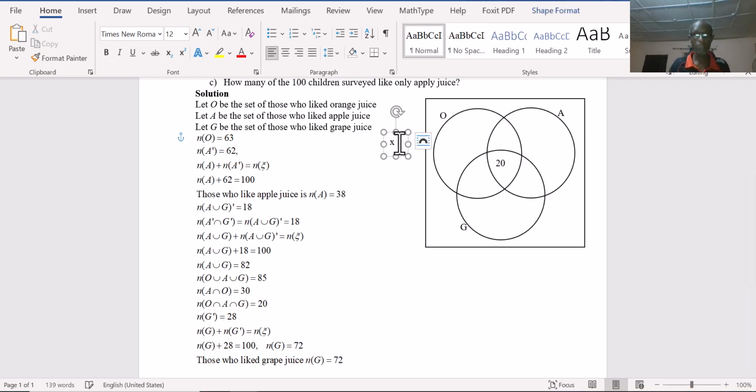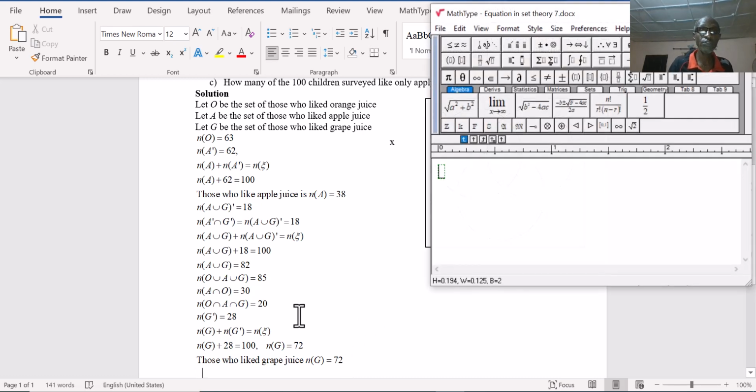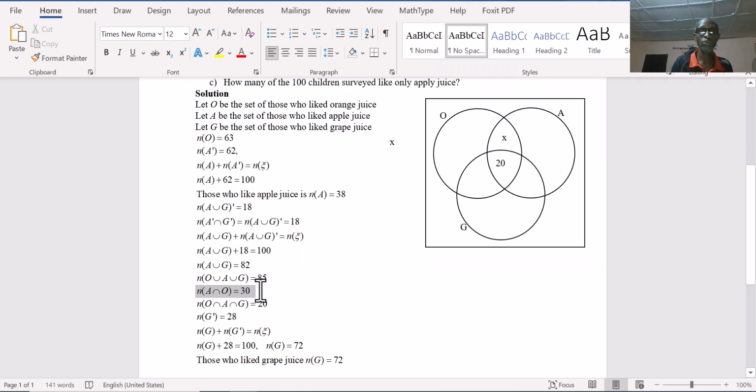Let me put X here for the sake of our work. So let me assume that place is X. So that place X and 20 forms O intersection A or A intersection O. We are already given A intersection O as 30. We are already given from the information. You can see A intersection O is 30.